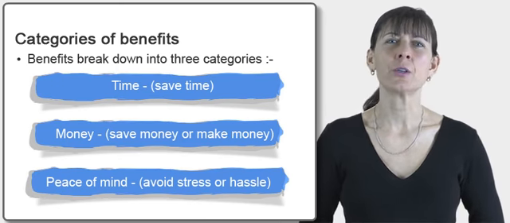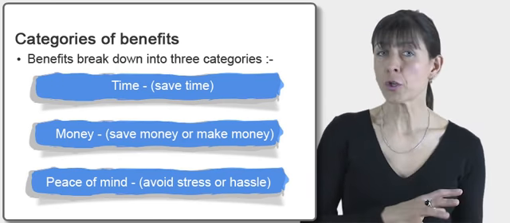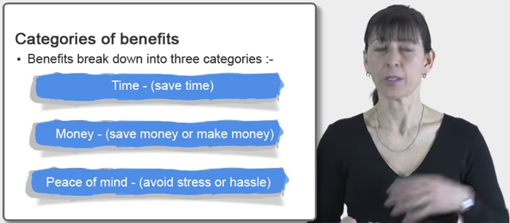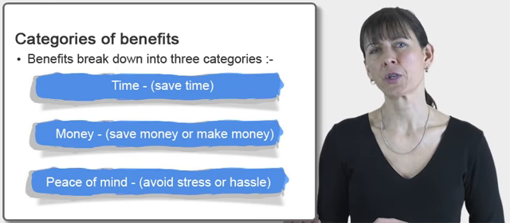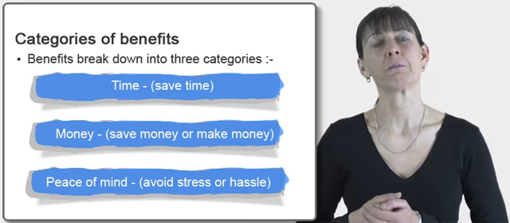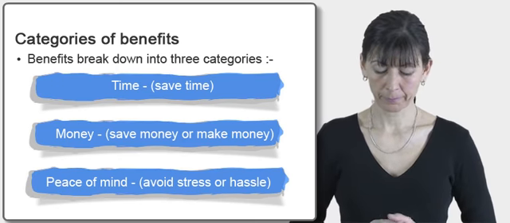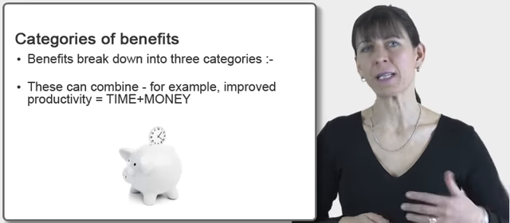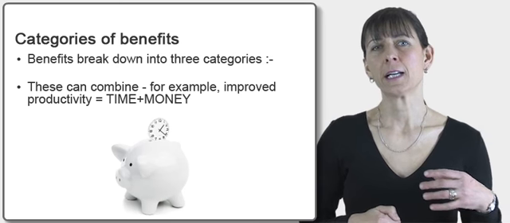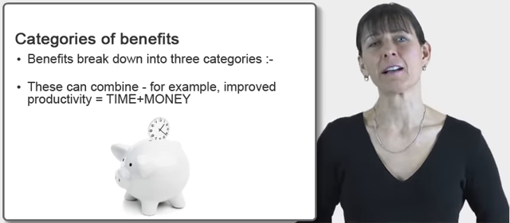Sometimes these are split into personal benefits and business benefits, or emotional benefits and logical benefits. So time and money are logical and generally business oriented, and peace of mind is much more emotional, much more intangible, so to speak. Of course, these could combine, so you don't just have to have one benefit. They could be time and money, they could be time and emotion. So with the screwdriver, the key benefit would be both time and emotion, hassle.